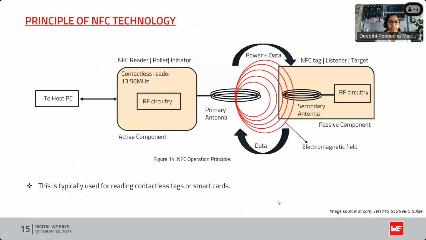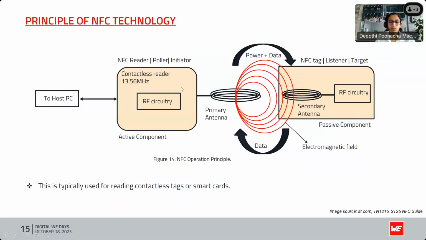Going a little bit deeper into how NFC technology actually works. Here, as you can see, there is the host PC, which is connected to the contactless reader, or the poller, or the initiator, that is basically the transmitter. The coil of the transmitter and the coil in the receiver are called the antenna in NFC technology. The NFC tag, listener, or target is the receiver part of the NFC system. The transfer of power and data happens via electromagnetic field, as you can see in the red waves here.